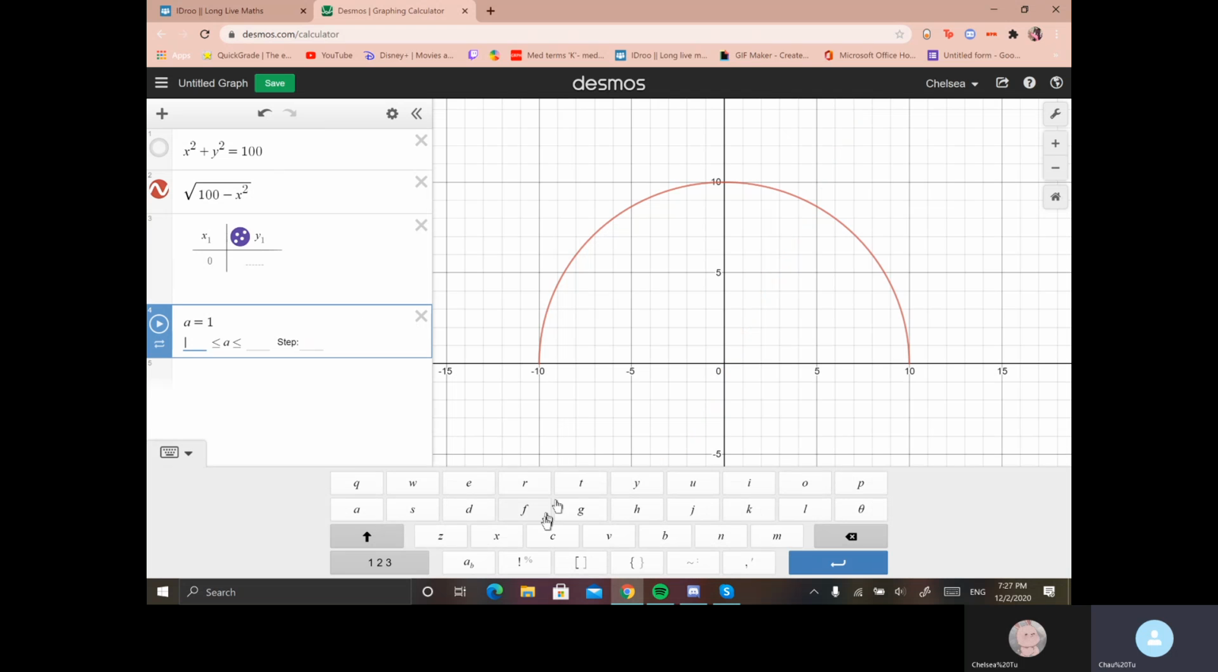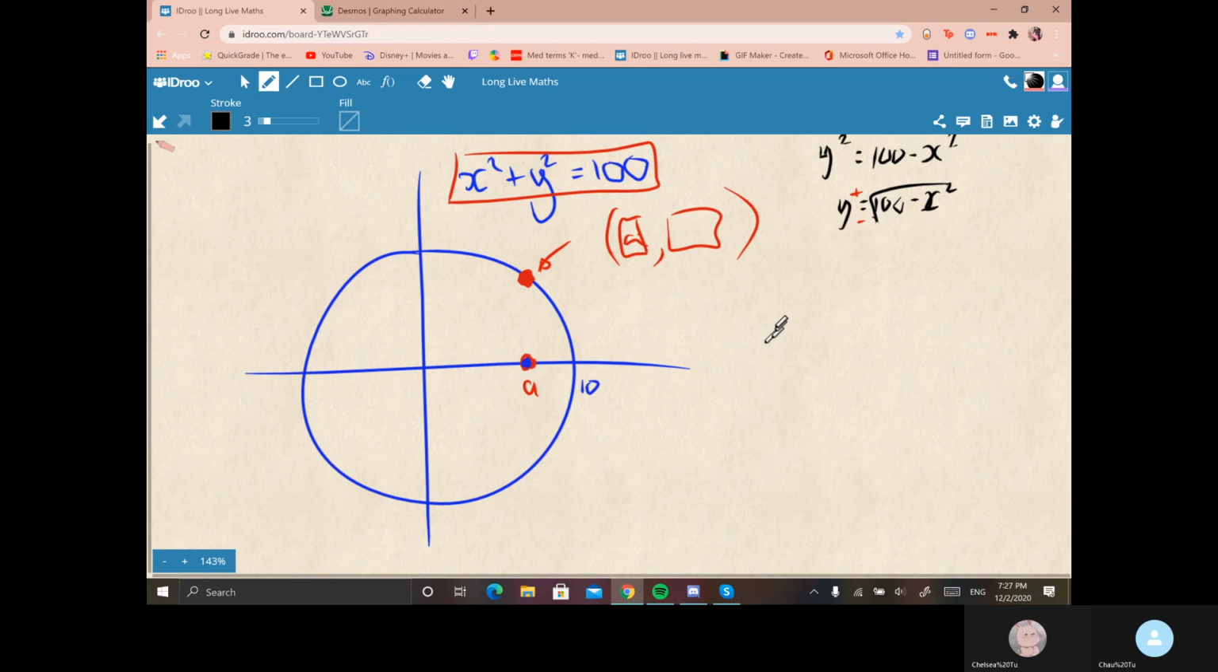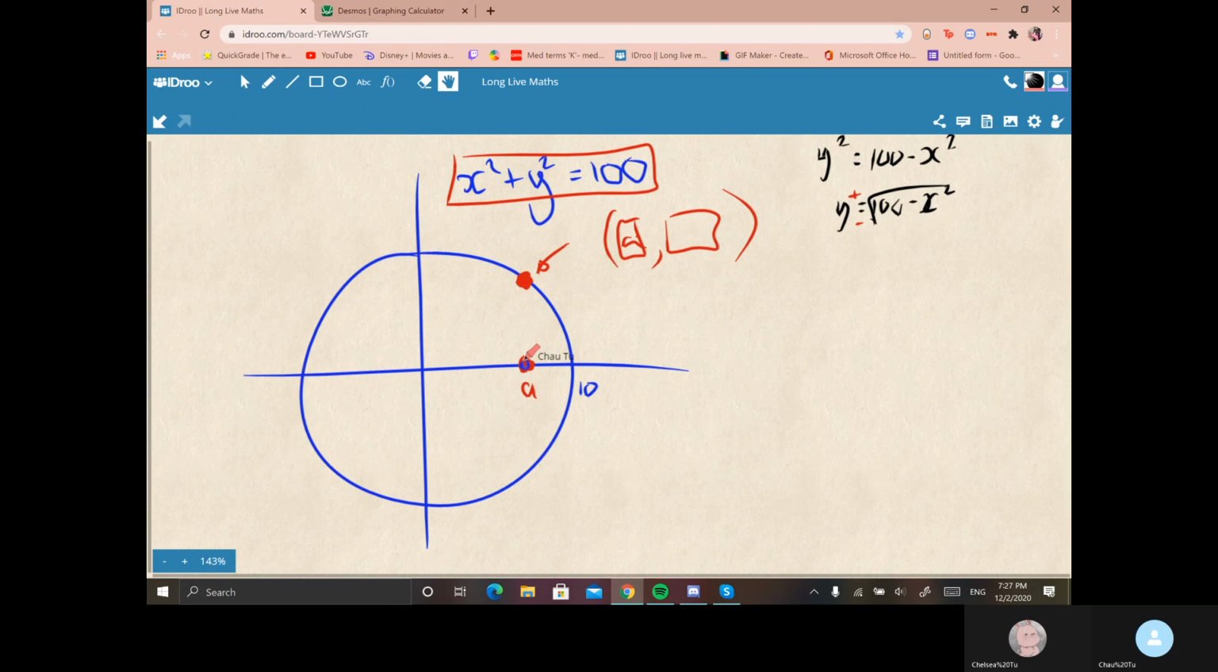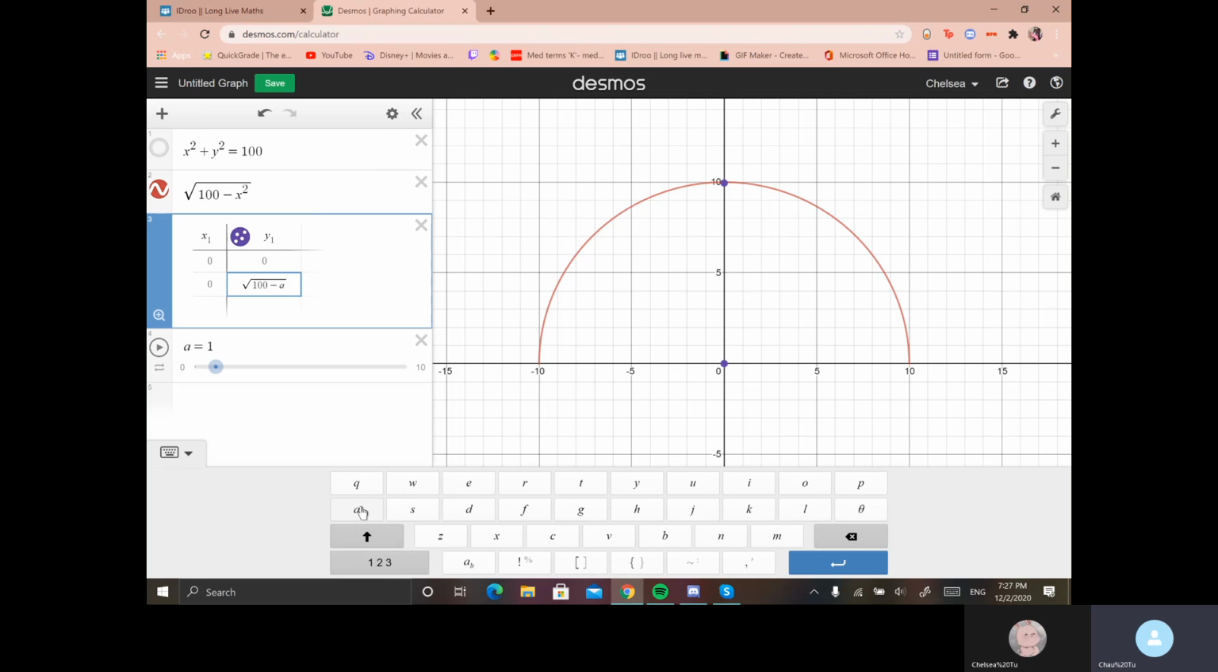So now what's the domain for our A? From 0 to 10. Okay, cool. Draw that rectangle for me so that later on, as I slide A back and forth, it will draw us a rectangle for any given A. You need to move A across first, don't you, Chelsea?